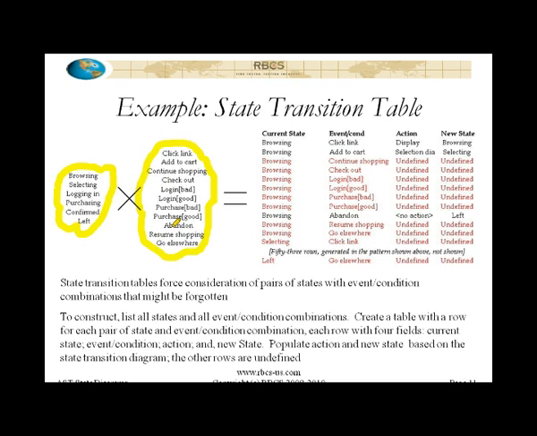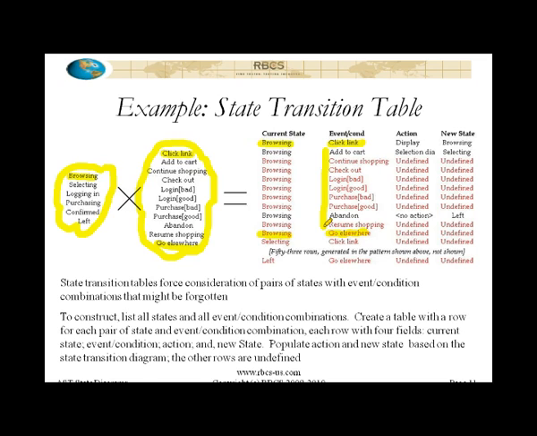So what we do is we define a table that has 66 rows in it, and we methodically generate all of the combinations of states with event condition pairs. As you can see in this excerpt, we have browsing with click link all the way through browsing and go elsewhere, right? So that's the combination of this browsing state with this, and everything in between shown here, right?